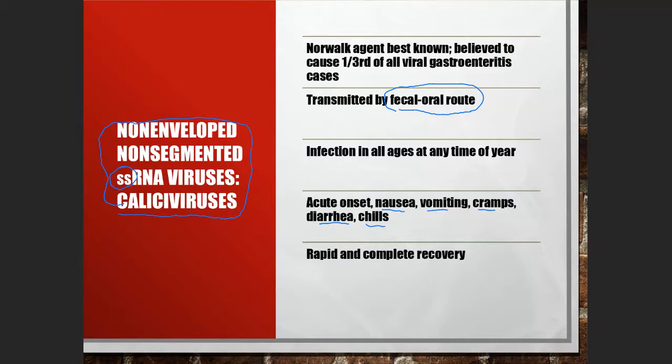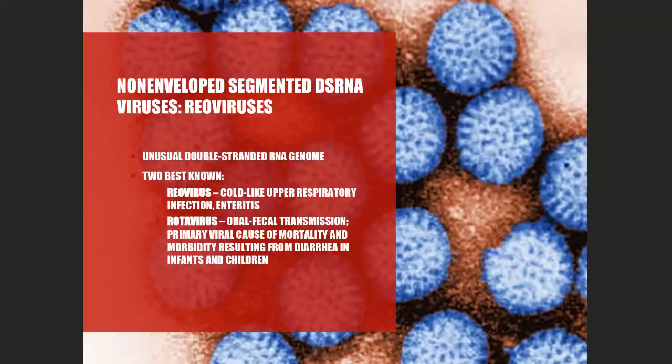And the name of the disease is called the Norwalk disease or Norwalk agents. Norwalk is actually the name of an area or small city in Ohio. So this is the first case of this calicivirus. This is called the Norwalk enteritis, which is Norwalk gastroenteritis, inflammation of the intestine.